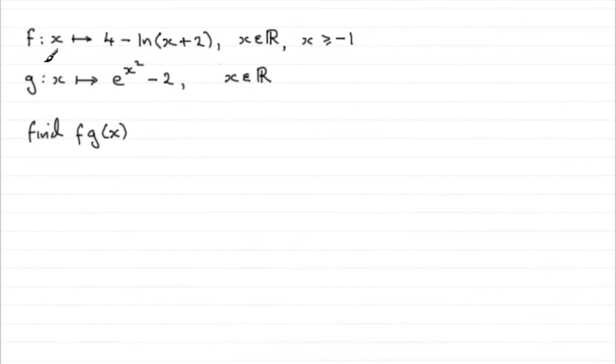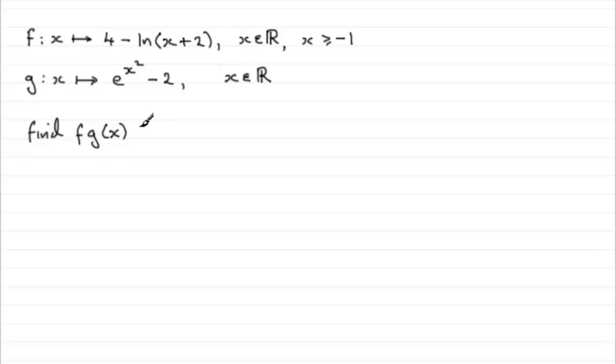Now for this part, we're introduced to a new function, g of x. We're told that g is such that x maps onto e^(x² − 2), where x is any real number. And the question is, find fg of x, this composite function. And we've got to give it in its simplest form.